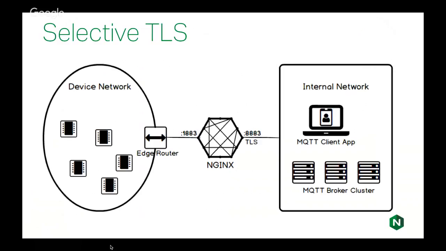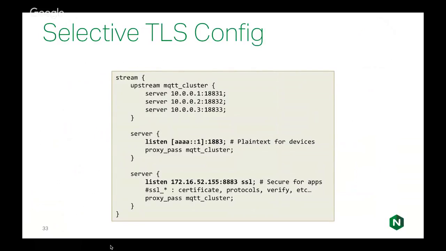And so what we're going to do to this environment is have selective TLS, so one half is plain text and the other is TLS enabled. So we're going to see what that looks like. The configuration is pretty straightforward. All we're going to do is split our server block up into two. We're going to listen explicitly on the device network on our IPv6 address on port 1883, and on the internal network where the brokers are and where the internal applications live, we're going to listen on the IPv4 address on the secure port 8883. And there are some additional SSL directives that we'll use to configure that.